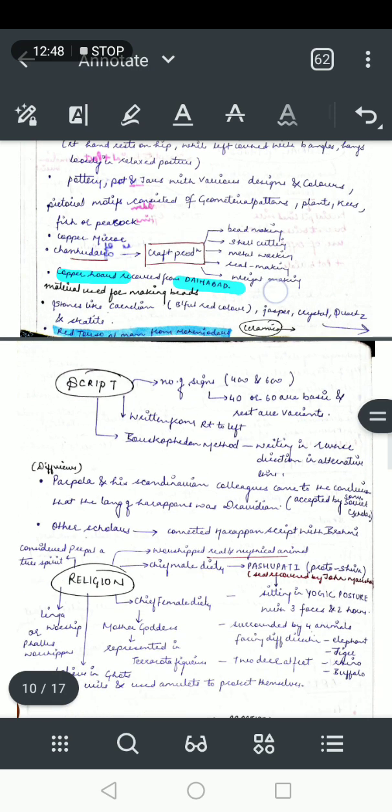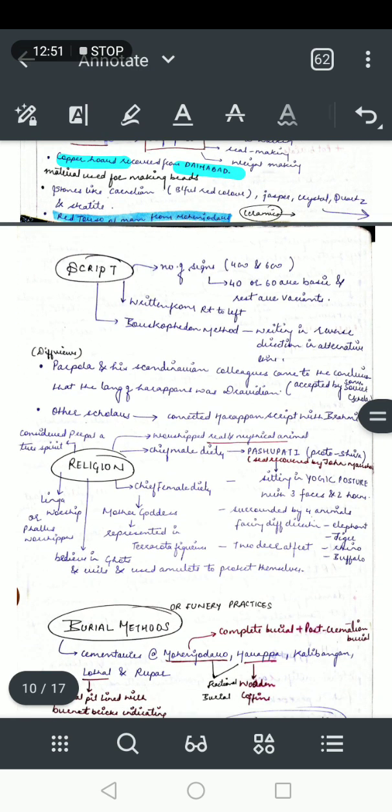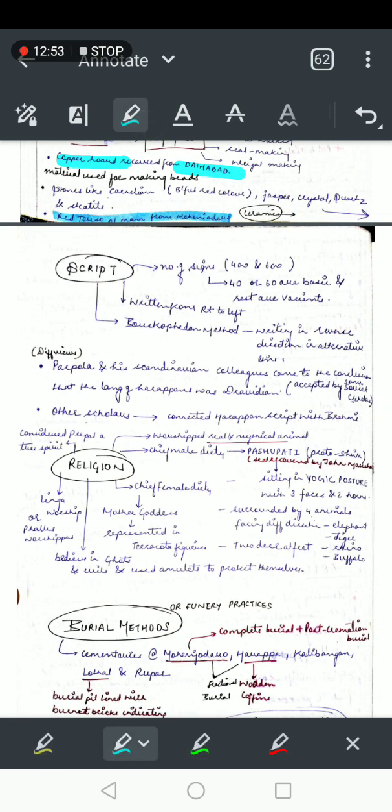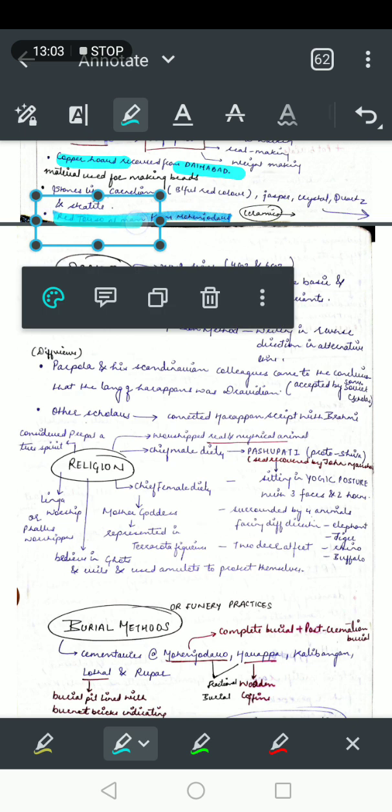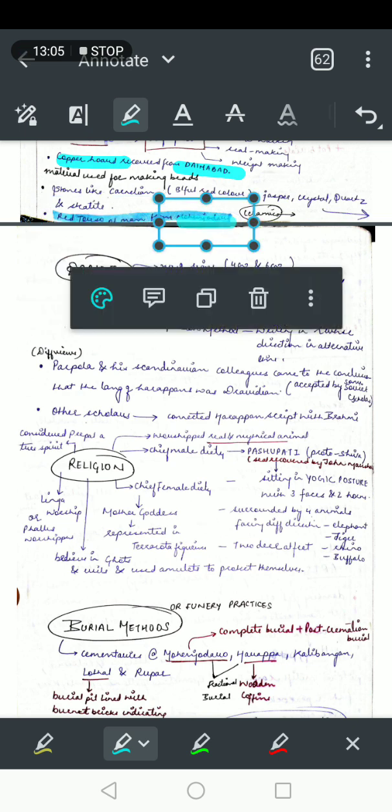Now, there were various materials which were used for making beads, like carnelian, beautiful red in color, jasper, crystal, quartz, steatite stone. Now, one important thing: the red torso of a man has been found from Mohenjo-daro.